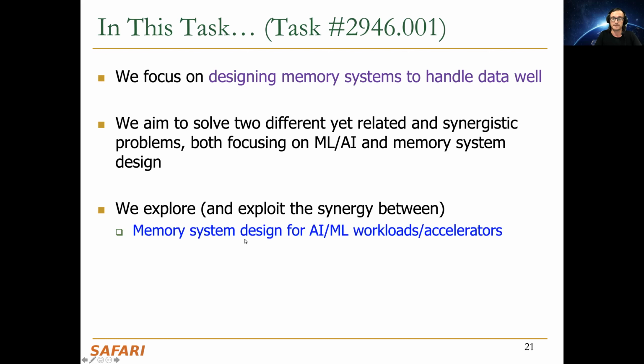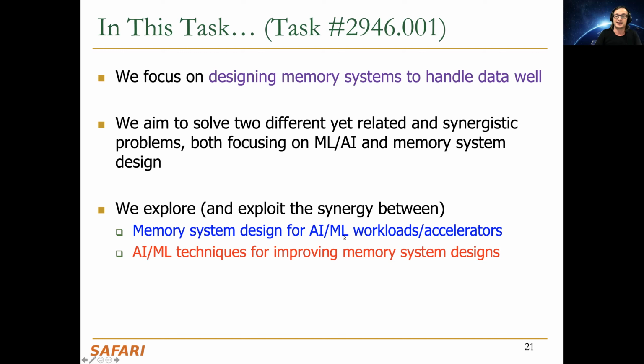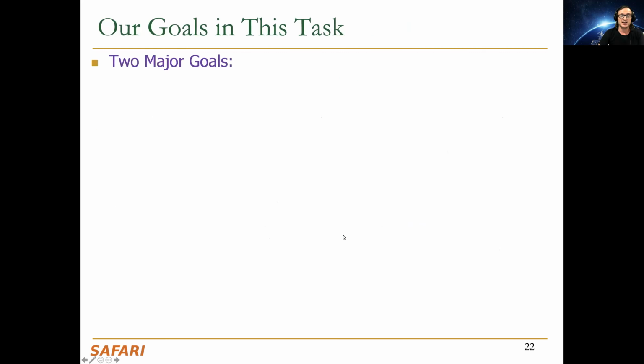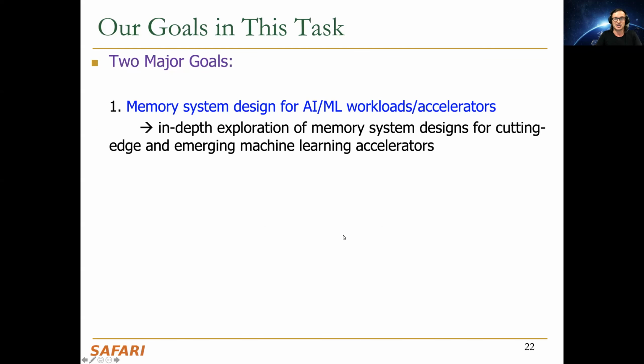We want to explore memory system design for AI, ML workloads and accelerators, and AI, ML techniques for improving memory system designs. So we have two major goals, as I mentioned. We want to do in-depth exploration of memory system designs for machine learning accelerators. We want to design more efficient on-chip and off-chip memory systems.